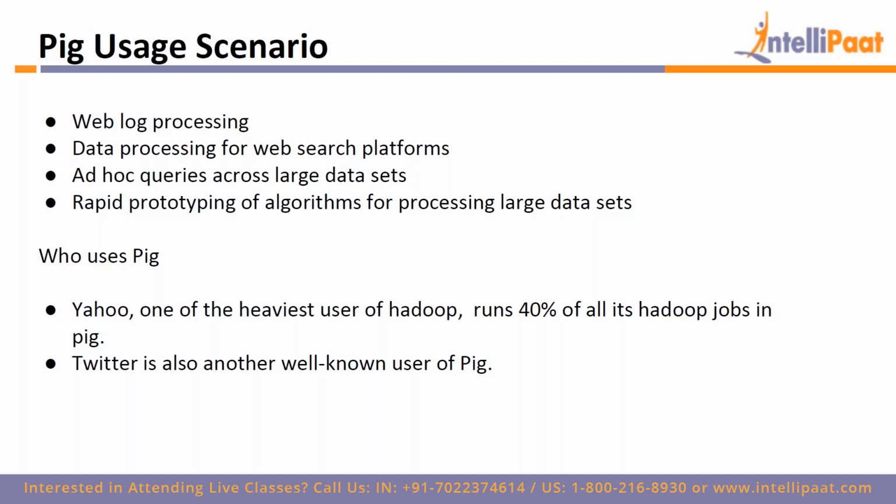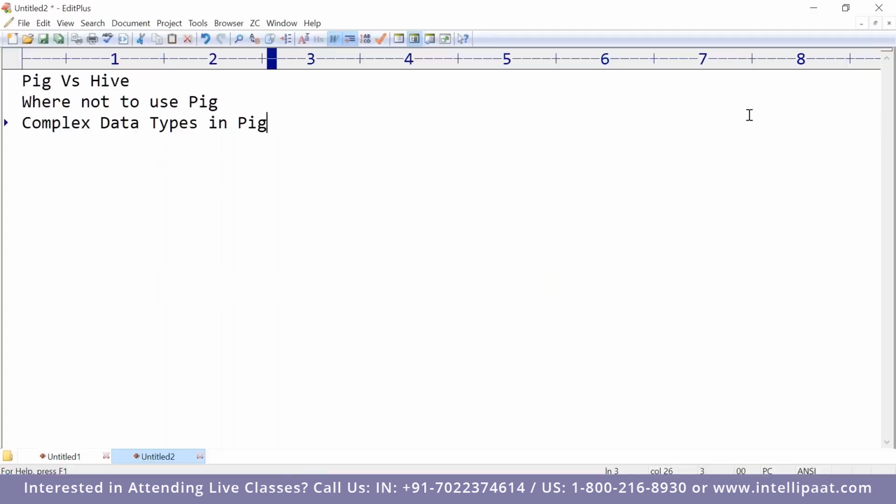Other uses are data processing for web search platforms and ad hoc queries across large data sets. Even Hive can be used for ad hoc queries across large data sets. Another is rapid prototyping of algorithms for processing large data sets. So who uses Pig? Yahoo, one of the heaviest users of Hadoop, runs 40% of its jobs in Pig. Twitter is also another well-known user of Pig. So Pig is one of the most widely used ecosystem tools available to us.